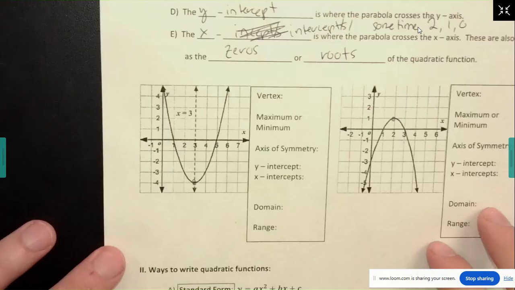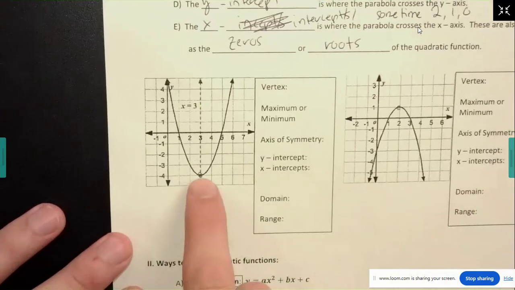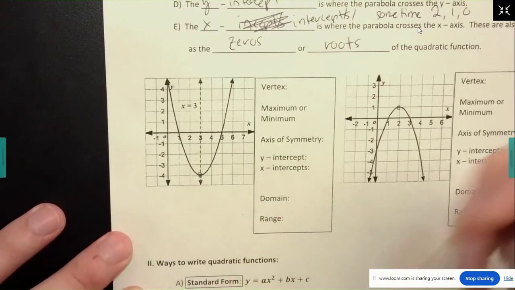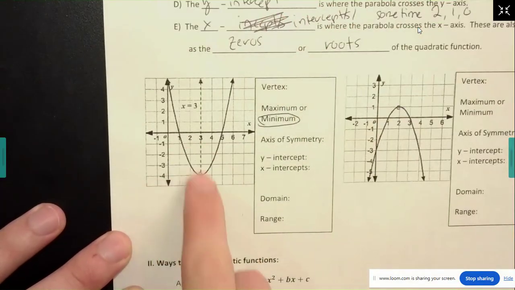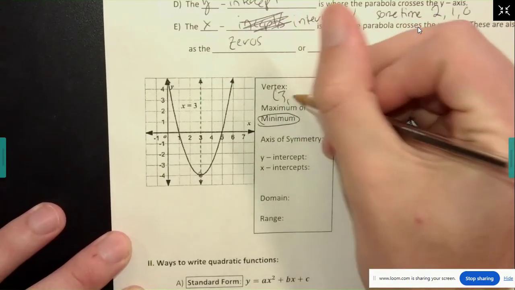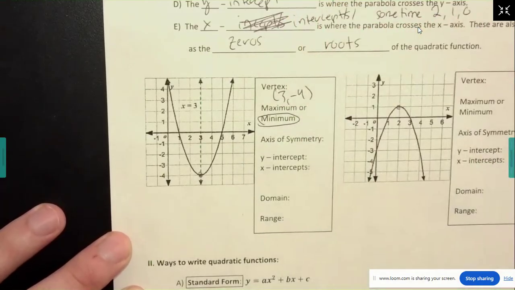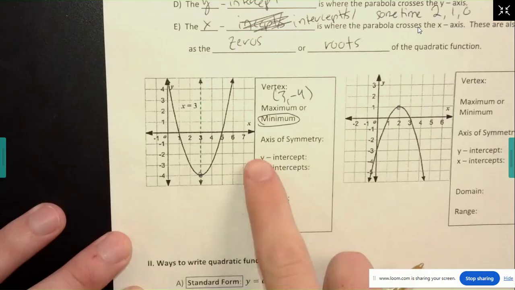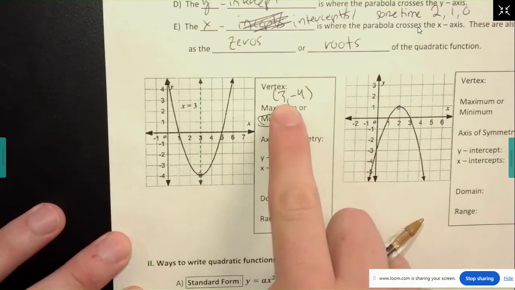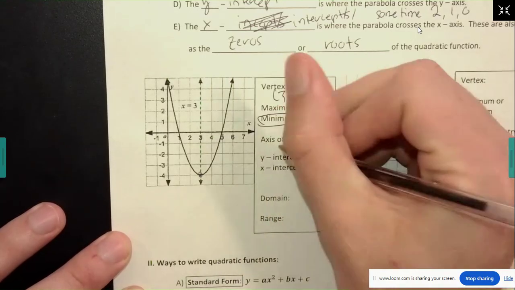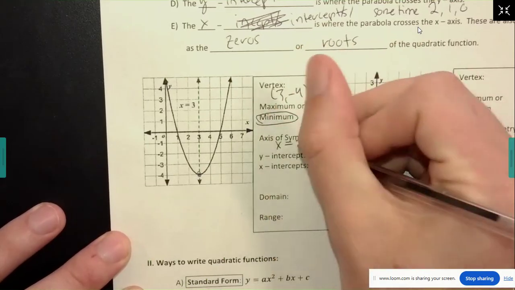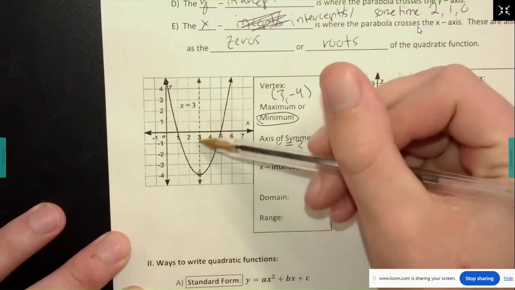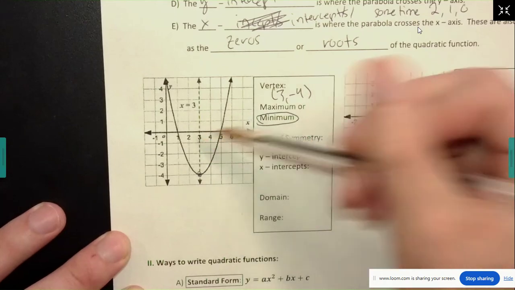Okay, so I identified the vertex, right? It's that low point, so we have a minimum. And that minimum is my vertex at 3, -4. Okay, where's my axis of symmetry? Well, my vertex has an x value of 3, so it's just going to be x equals whatever that x value is. So it's the line with an x value of 3, okay?